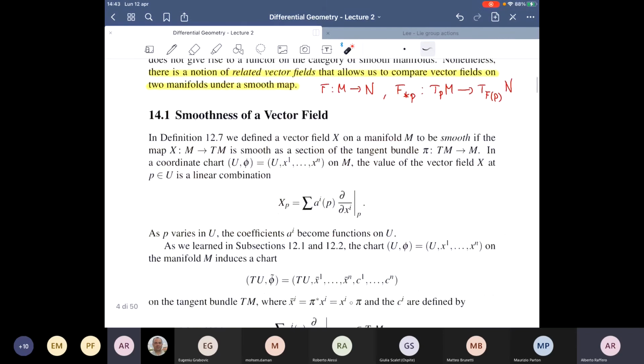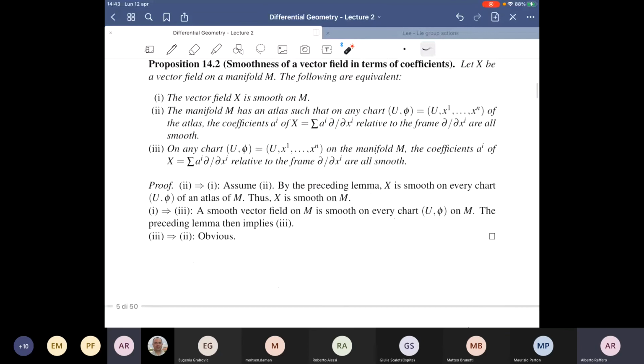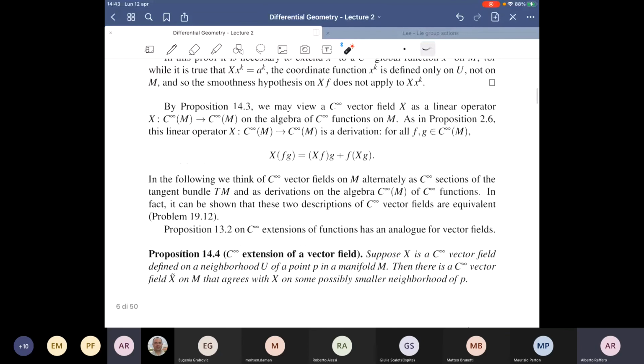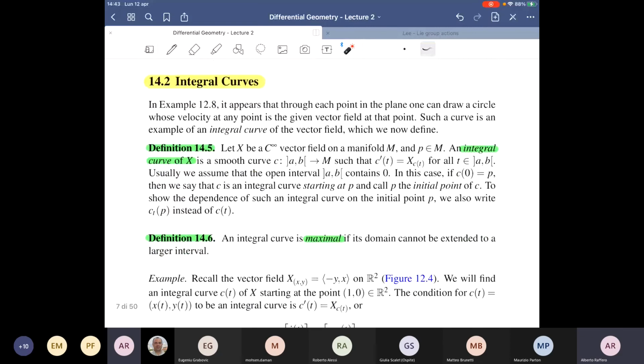Okay, so this part here was discussed last time, so I will skip this, and I will go directly to the first topic of today, which is integral curves. So let's start with the definition.